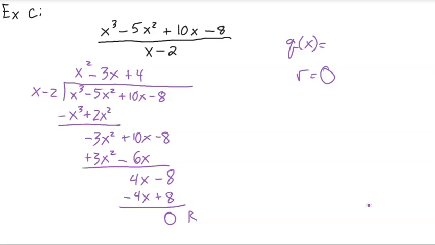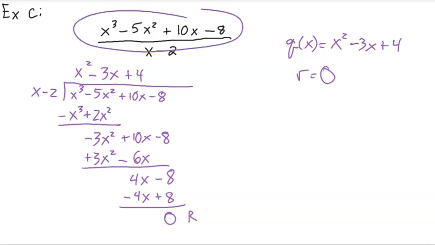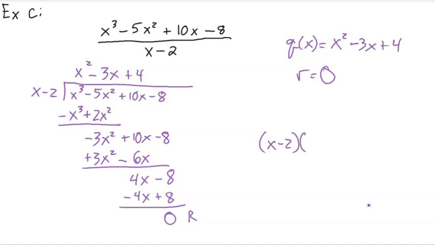So the remainder is 0, and the quotient is x squared minus 3x plus 4. And so this polynomial right here can be written as x minus 2 times x squared minus 3x plus 4. Notice there's no remainder to add on here because the remainder is 0. And that means we have successfully factored this polynomial. We've successfully factored out an x minus 2. And that is polynomial long division.